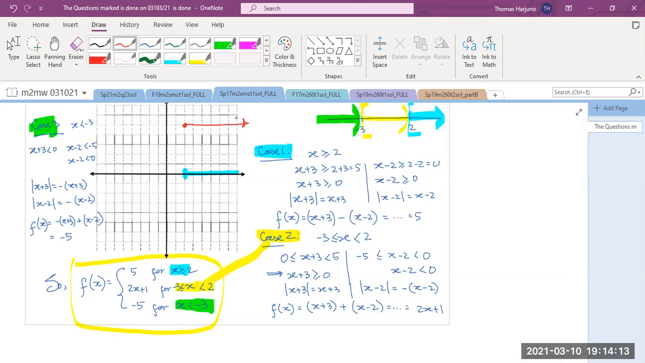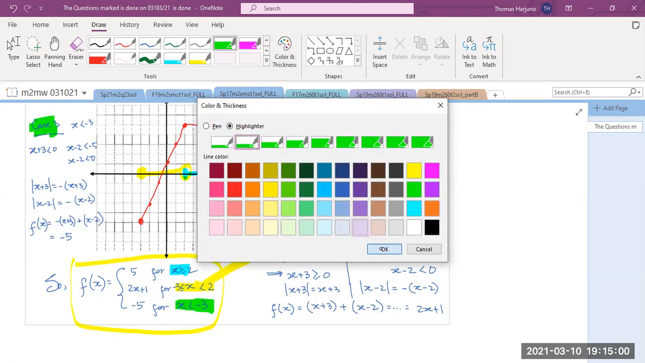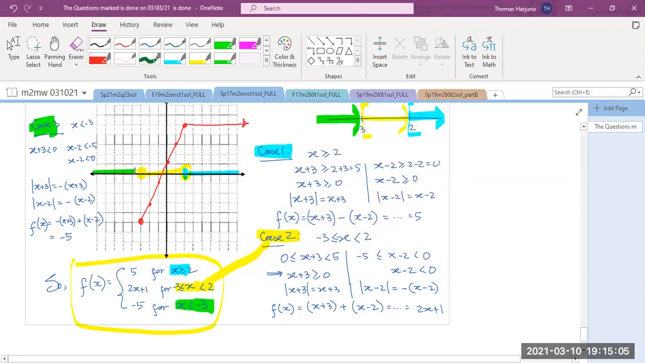When x is between negative 3 up to 2, but not including 2, it'll be 2x + 1. So the y-intercept is 1, the slope is 2. That's what it looks like. And then when x is less than negative 3, the y value is a constant negative 5. So that's what it looks like.